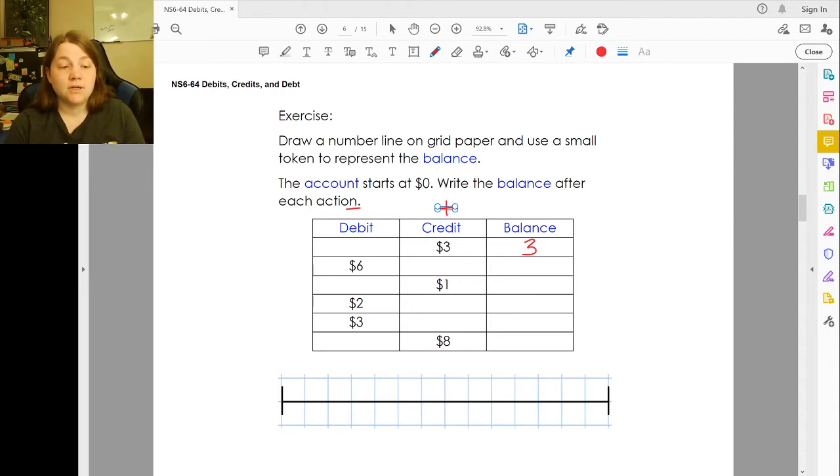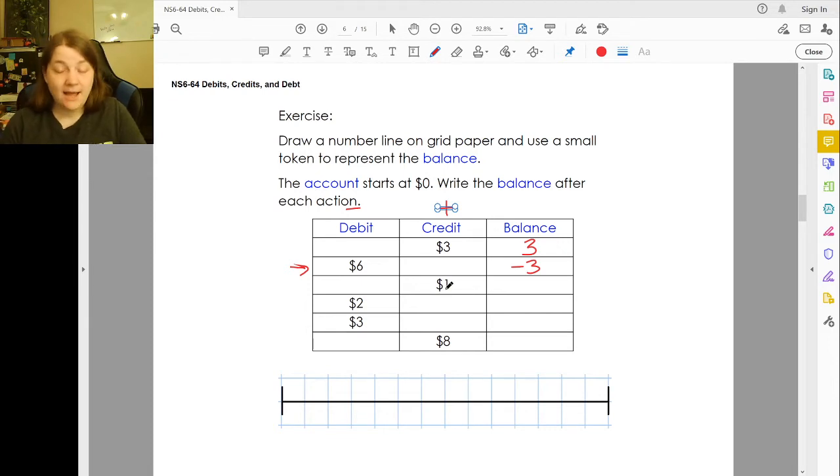So if I add $3, that means my bank account has $3. Then what I'm going to do, I'm going to spend $6 on my next line. Well, I only had $3. So I can pay 3 of that, but there's still $3 left over that I still owe, which means I'm at -$3. I owe the bank $3.